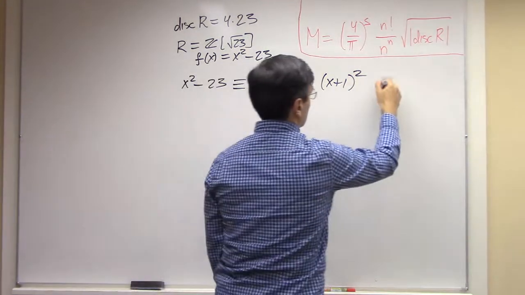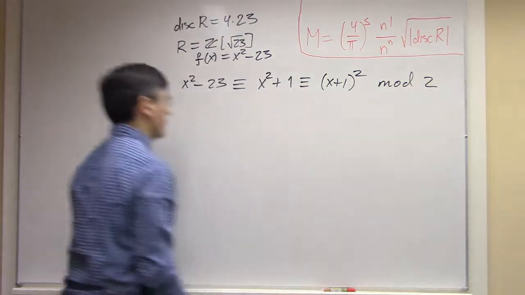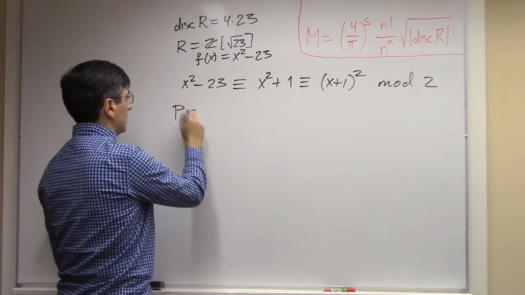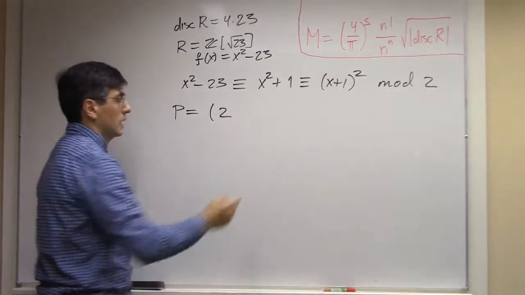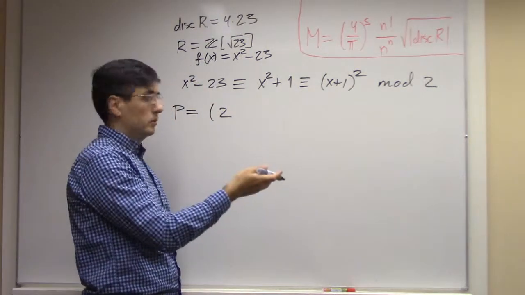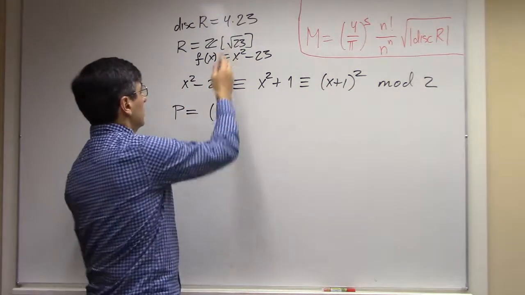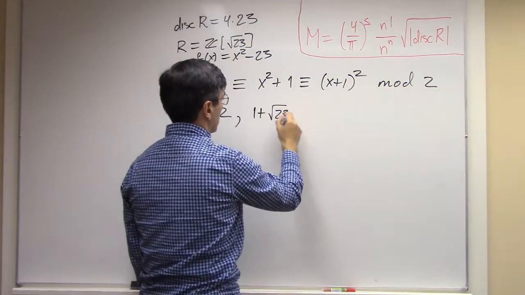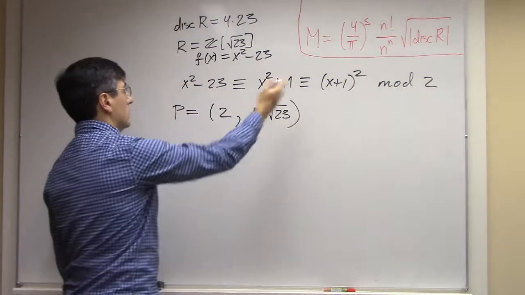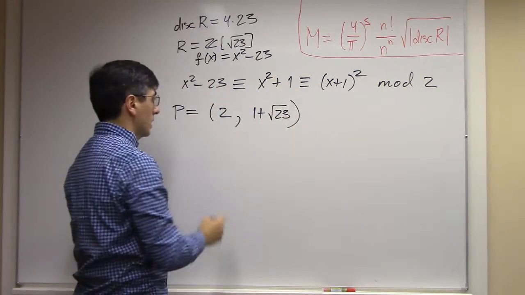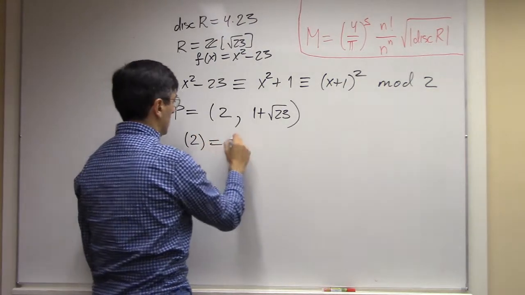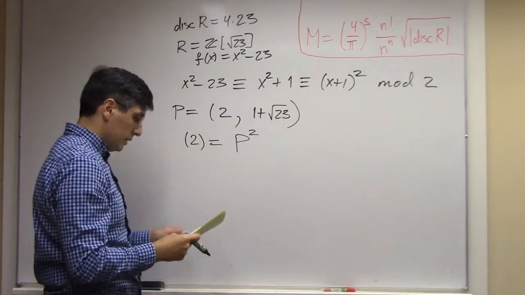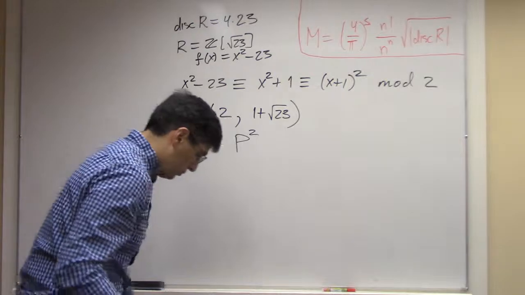Alright, so this is mod 2. Then the theorem tells me that this p is 2, and then I have to take this polynomial and plug into it square root of 23. So it is 1 plus square root of 23, and also because this polynomial becomes a square, it means that 2 is p squared. Alright, so this is my p. Great.